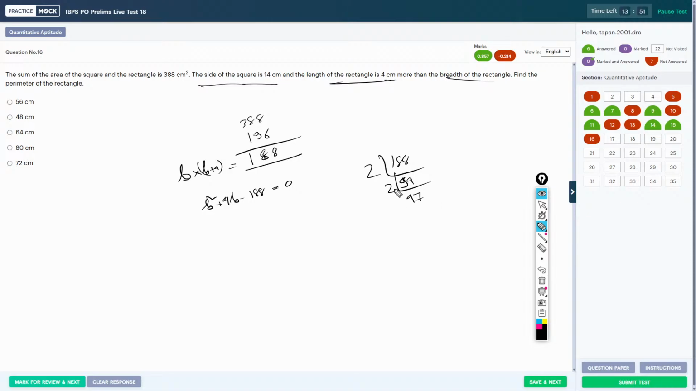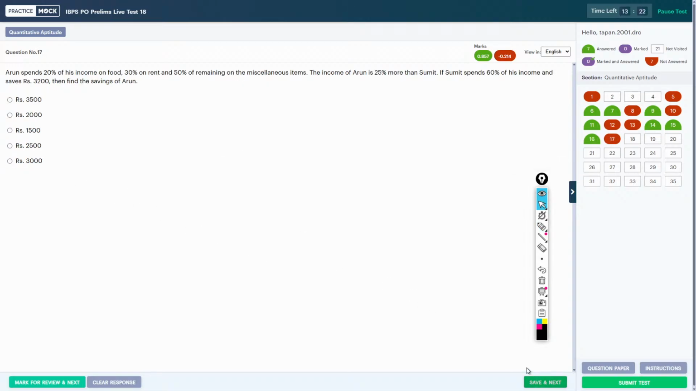So I have done some mistake. I think this is not 188, right? So this is 2, this is 9, so 192. 192 and 4. 16, 16 and 12, right? So minus 16. So 16 is breadth. So 20, 16, 20, 36 into 2, 72.